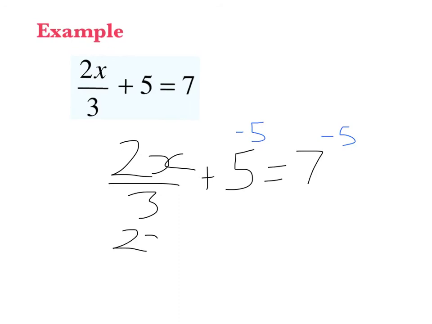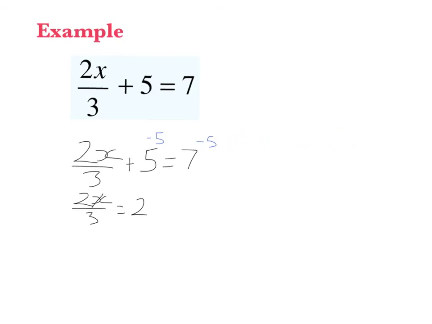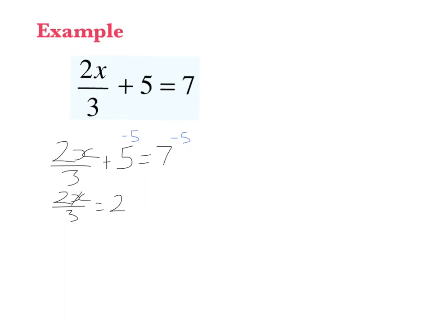My answer becomes 2x divided by 3 equals 2. Okay, 2x divided by 3 is 2. 2 of something I don't know divided by 3 is equal to 2. Let's put this guy up here. Oh, sorry, I didn't mean to rub that x out. That x is still meant to be there.